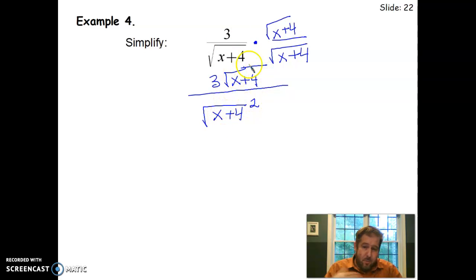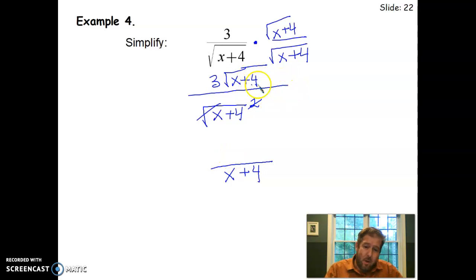Now, the reason I did that, once again, is because square root and squared are going to be inverses of each other, so they're going to cancel out, leaving me with just x plus 4 as the denominator. And then the numerator, well, I really can't do anything about this because for the square root of x plus 4, there's nothing that I can take out of that.